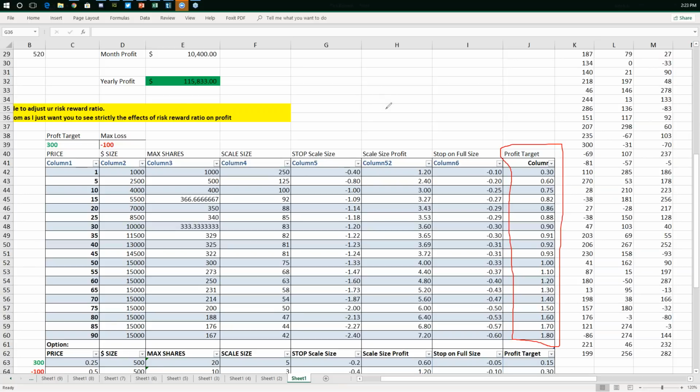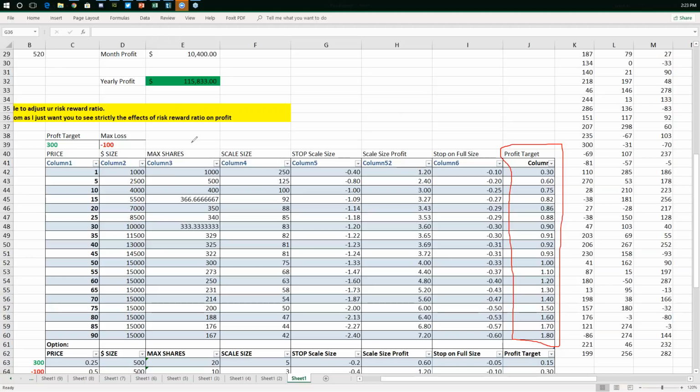This and a decent system with a decent probability of being correct. But if you always are skewing these ratios in your favor and you're always applying them, you're going to see a very big increase in your bottom line.